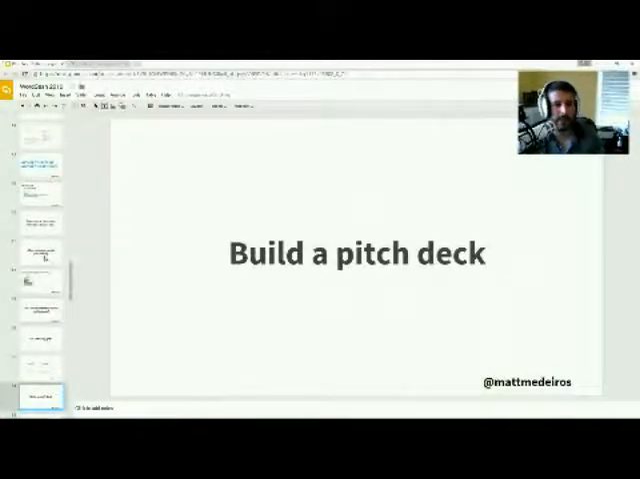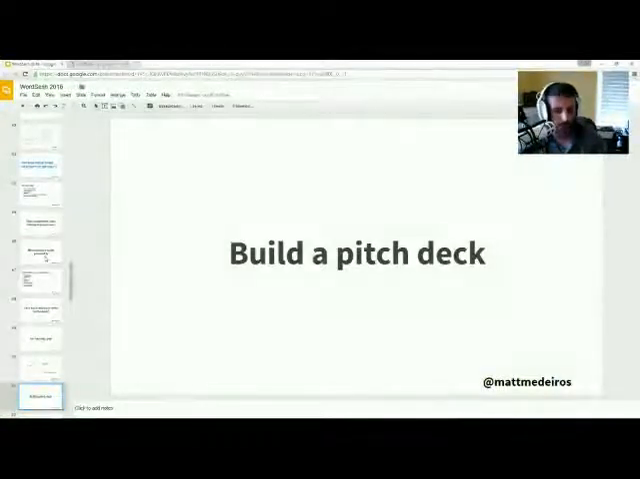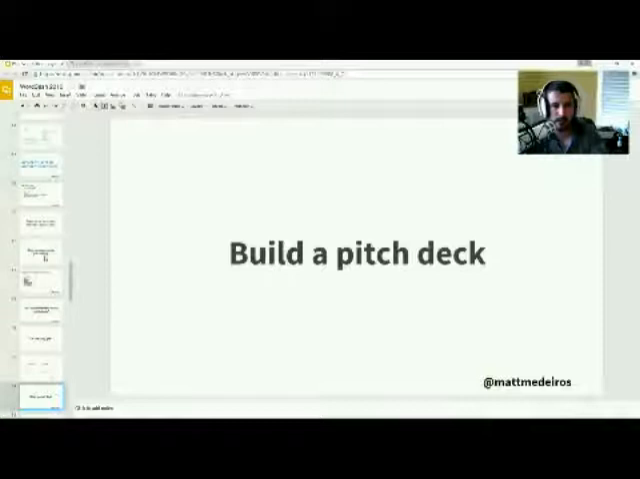Build a pitch deck. A lot of folks have jobs, right? So a lot of us like doing this stuff, but we might only like doing this for 40 hours a week. I like to only work 40 hours a week too, but my brain is like 140 hours a week. Is there 140 hours in a week? I don't even know. But my brain is constantly going.